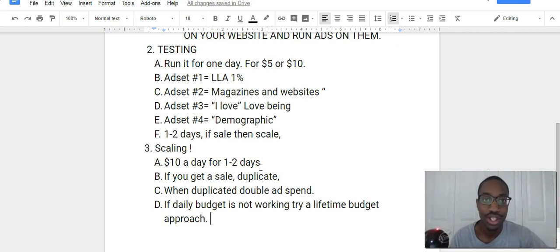And then if you get a sale with a lifetime budget, you keep on doubling it, but you keep the amount of days. Usually you run a lifetime budget for like a week, so 7 days, and let's say you're running it for $350. That's $50 a day for 7 days. Next time you'll keep it at 7 days, but you'll double the ad spend to $700. So you're spending $100 a day, and then $200 a day, and so on. And so that's how I usually scale my ads. If I get a sale, I duplicate the ad set and I double the ad spend.